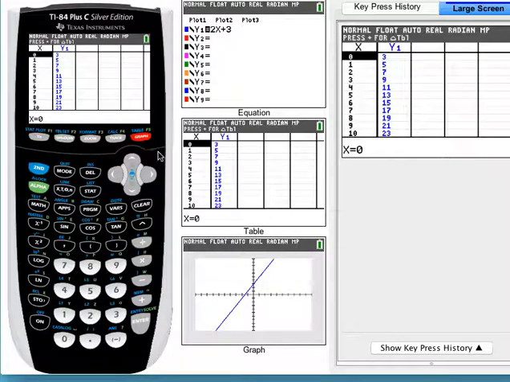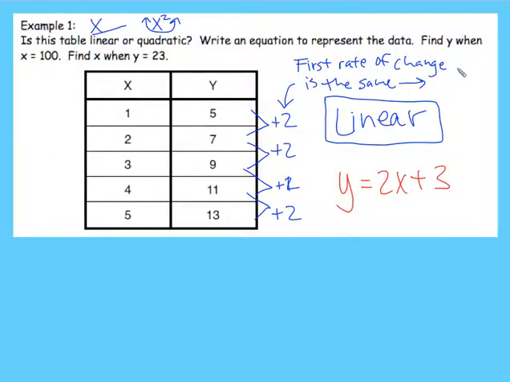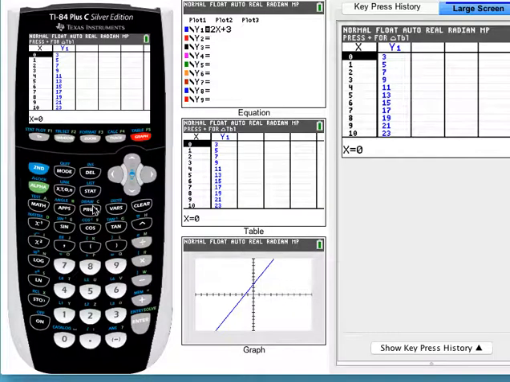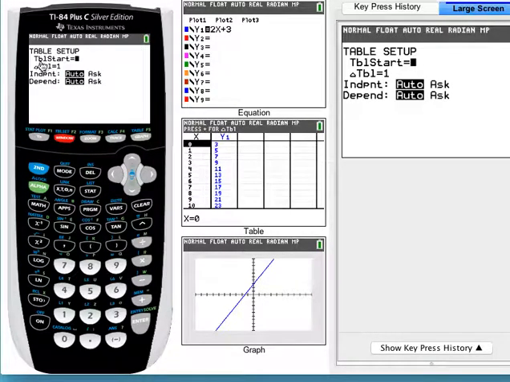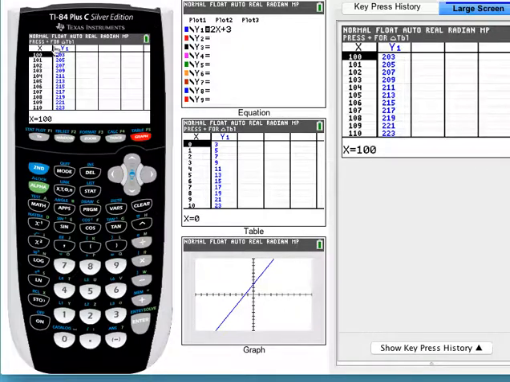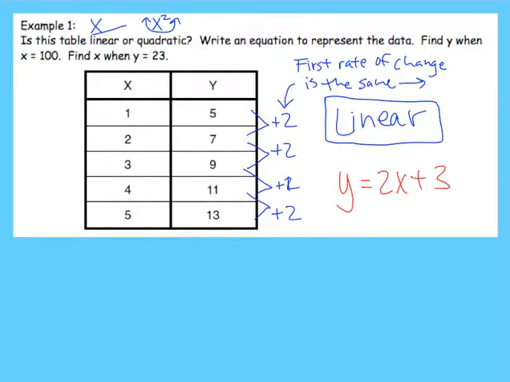So on the next part it says find y when x is 100. And part of what that says on there is that you can manipulate the table. So if we want x to be 100, you can go to second window, and this is what we want our table to start at, so we don't have to scroll. We can change it to 100. So when x is 100, y is 203. So it can help you there, but I find that many people get so confused about putting it in their Y-VARS that it's easier to just solve it yourself.